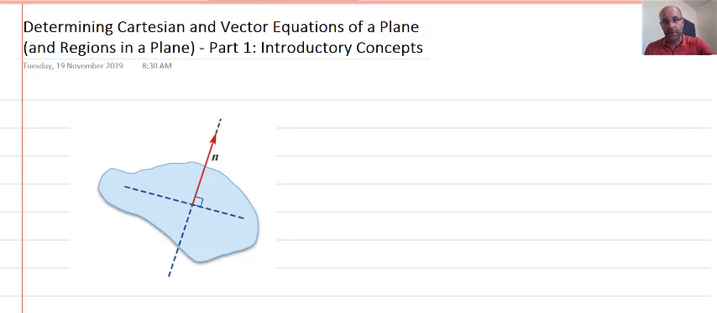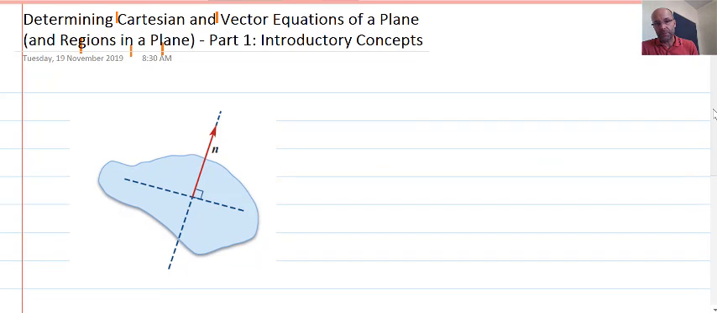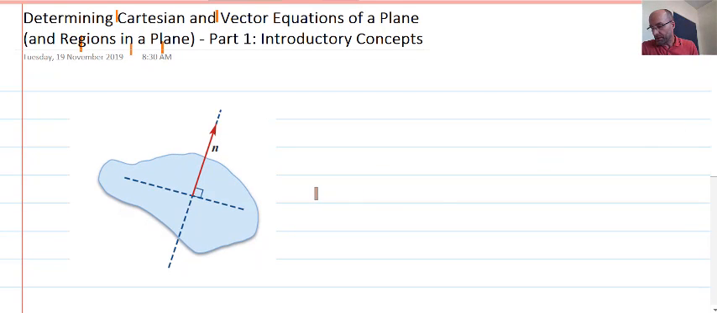Moving our vector study from lines to planes, we are going to partake in a bunch of videos now exploring the idea of planes and regions in a plane and determining Cartesian and vector equations. So firstly, let's be clear on what a plane is. We see there a sketch of a plane, and basically a plane is a smooth surface.